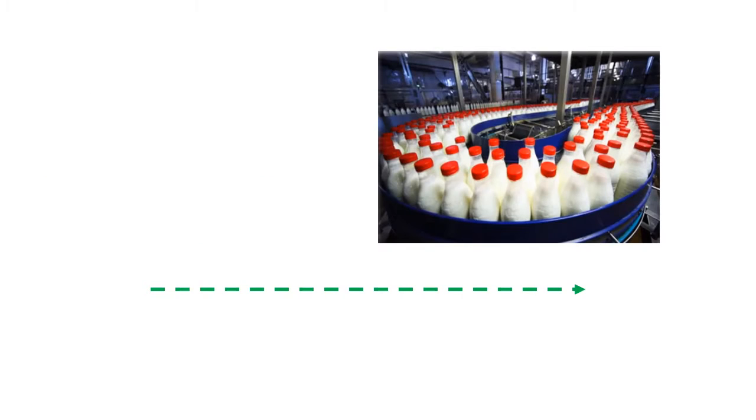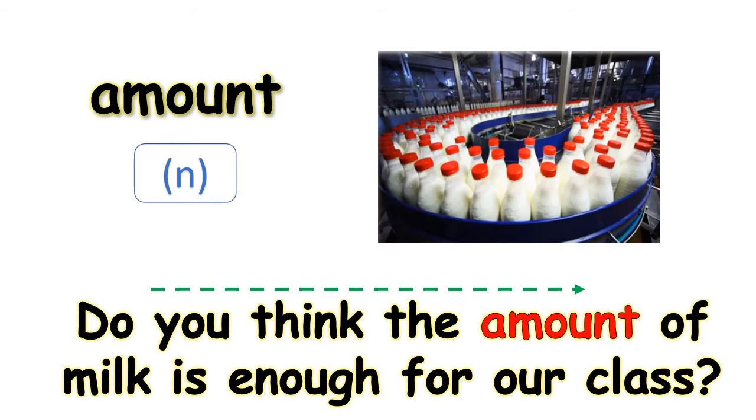So let's now start with the vocabulary. Okay, if you look at this picture, this word is amount. What's amount? Amount is a noun. Do you think the amount of milk is enough for our class? So what's amount? Amount is كمية. Bravo. Amount, كمية. Bravo.